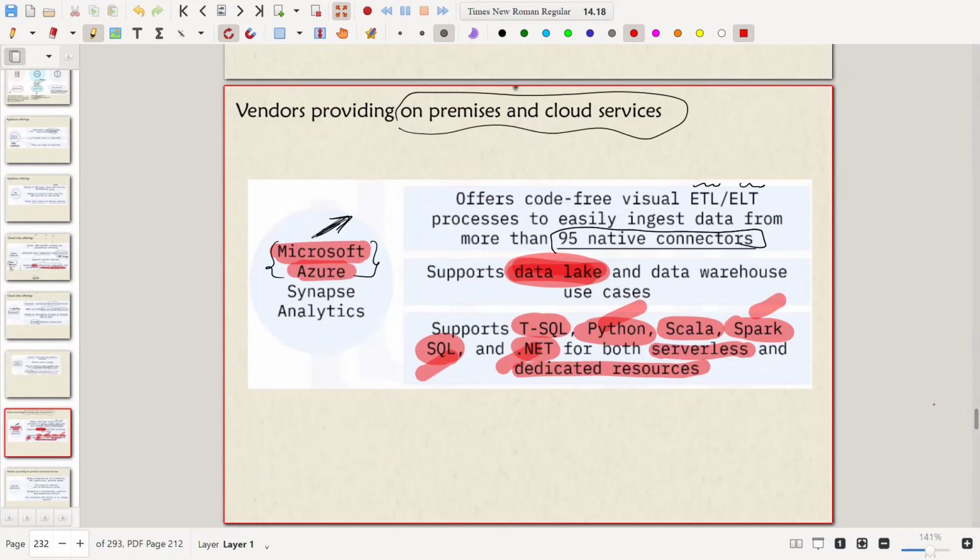If you have a lot of different subdomains or sub-organizations in your main organization, and you want to collect data from many different sub-organizations to your main organization, then one of the best is Microsoft Azure, because you can see it is dealing with more than 95 native connectors, right? So from more than 95 different sources, it can get data.